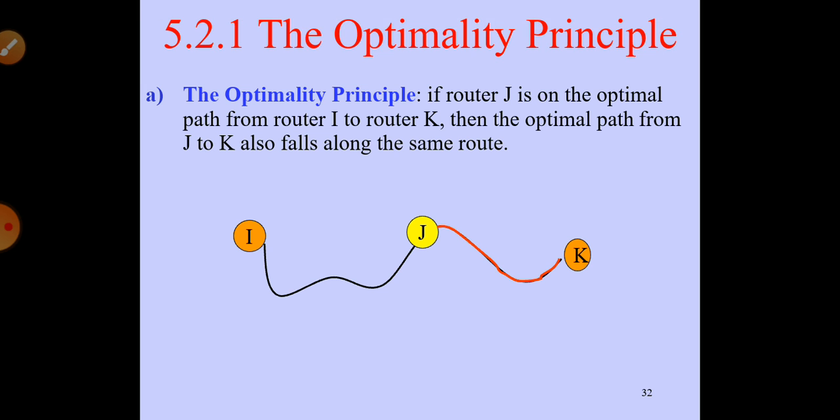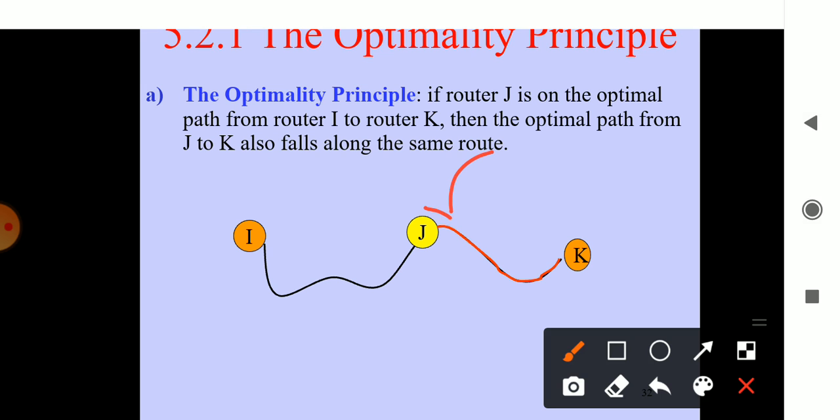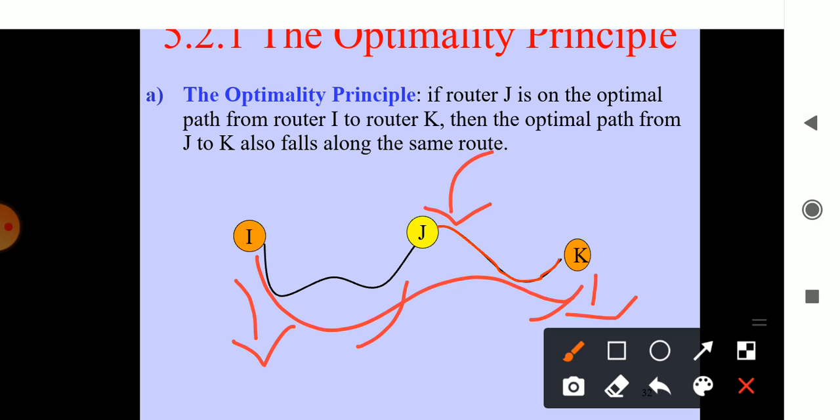First one, what is the optimality principle? The optimality principle is nothing but a route which is in between. It is called the optimality principle. For example, your main route here is I and K. So from source to destination K, it has to pass through the router J. That is said to be the optimal point from where it is reaching, like I to J.